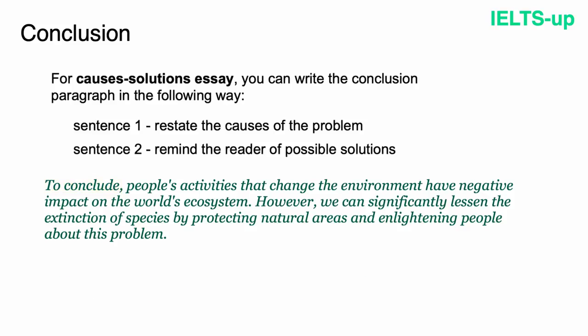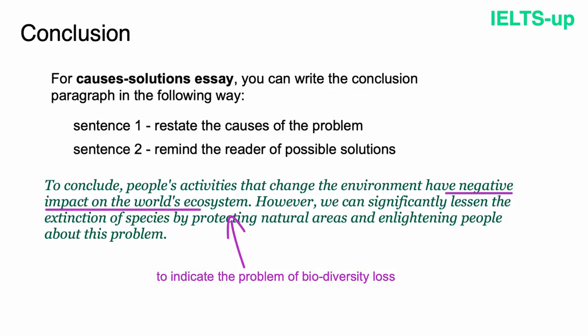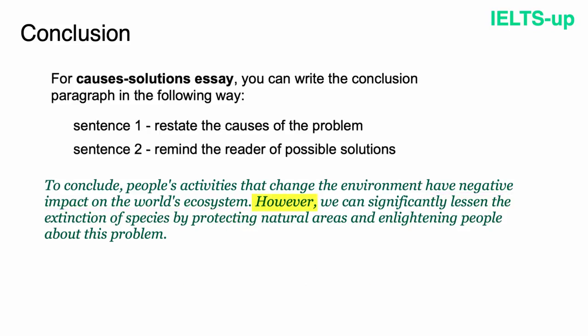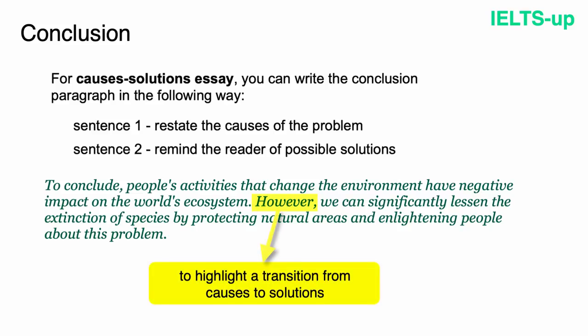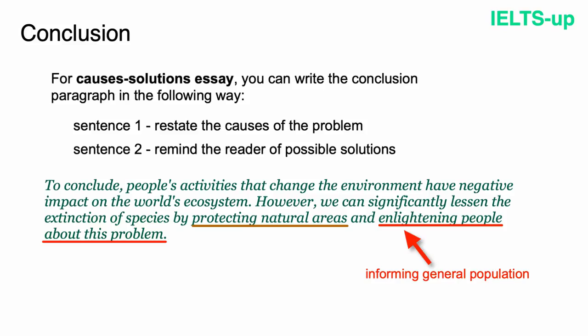Look at how I use synonyms throughout my essay. I group two causes of biodiversity loss by a common phrase: people's activities that change the environment. To indicate the problem of biodiversity loss, I wrote have negative impact on the world's ecosystem. Then, I used the linking word however to highlight a transition from causes to solutions. For the solutions, I stated protecting natural areas and paraphrased informing general population into enlightening people about this problem.